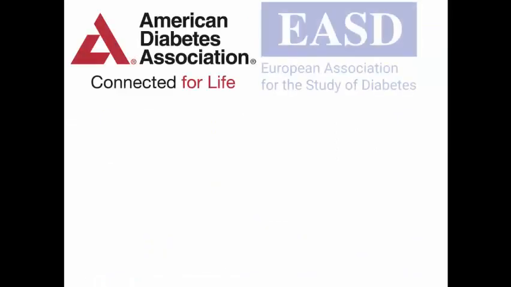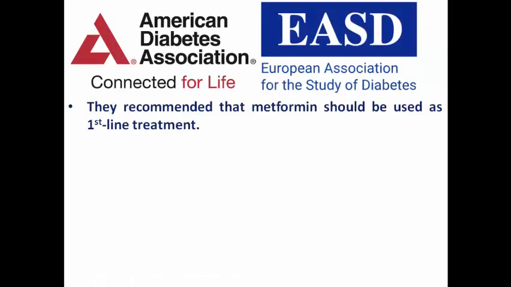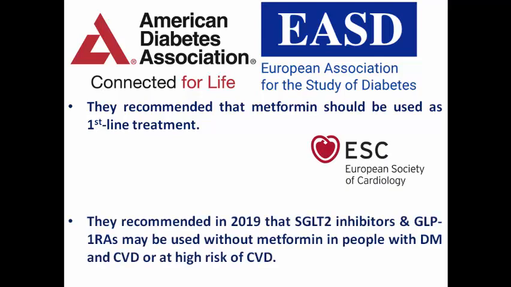The American Diabetes Association and European Association for the Study of Diabetes recommended that metformin should be used as the first-line treatment in any diabetic patient, but the ESC guidelines in 2019 recommended that SGLT2 inhibitors and GLP-1 agonists may be used without metformin in patients with diabetes and cardiovascular disease, and patients with diabetes at high risk of cardiovascular disease. So what should I follow in order to prescribe a medication for a diabetic patient?